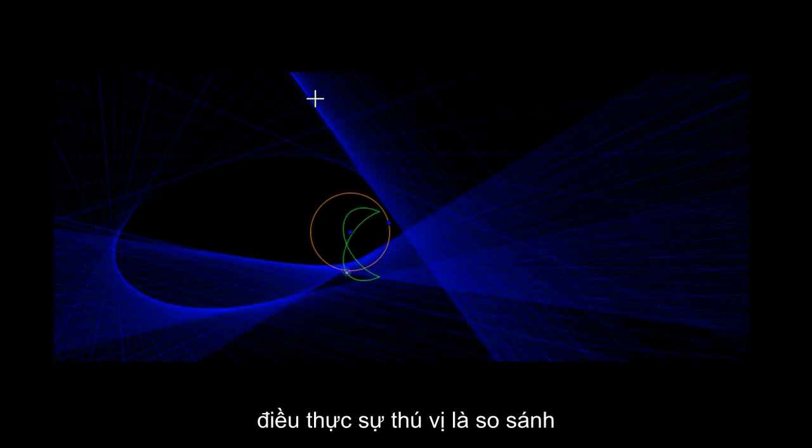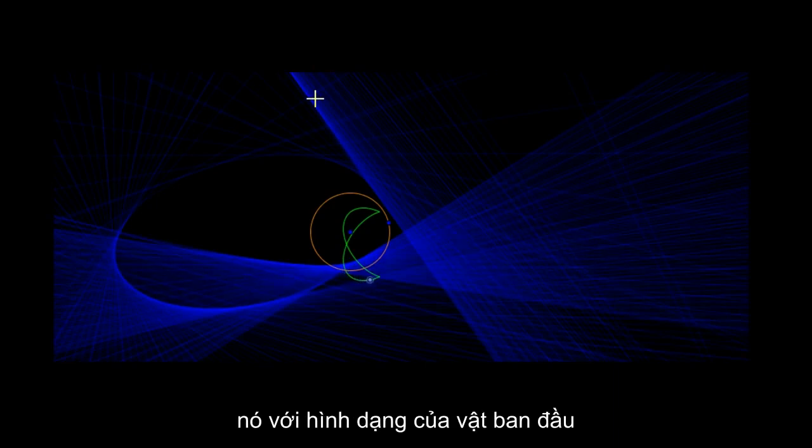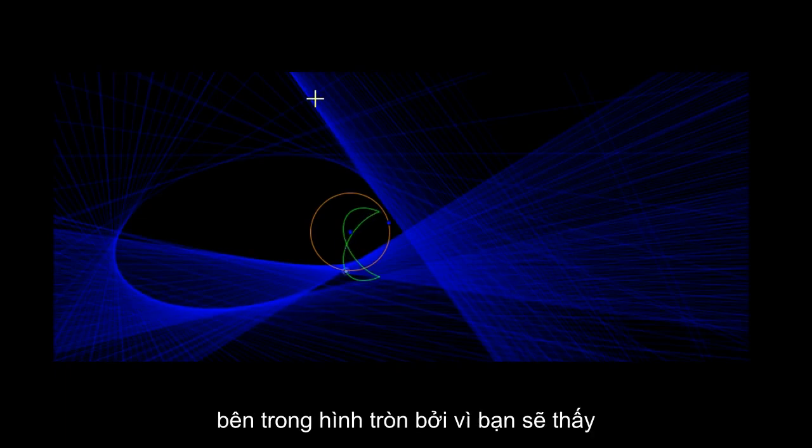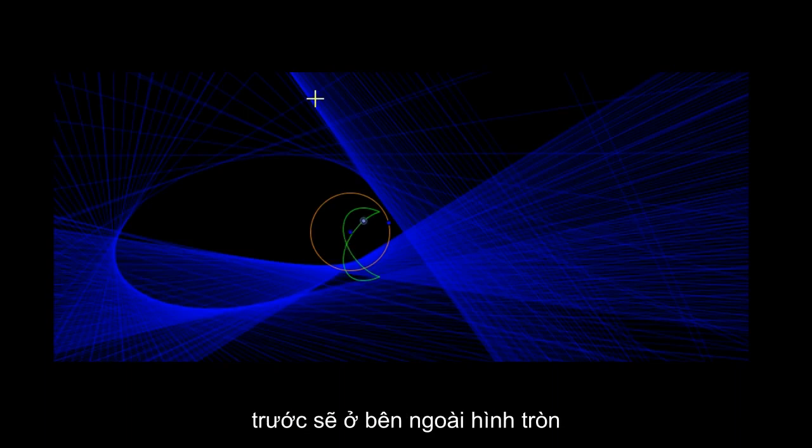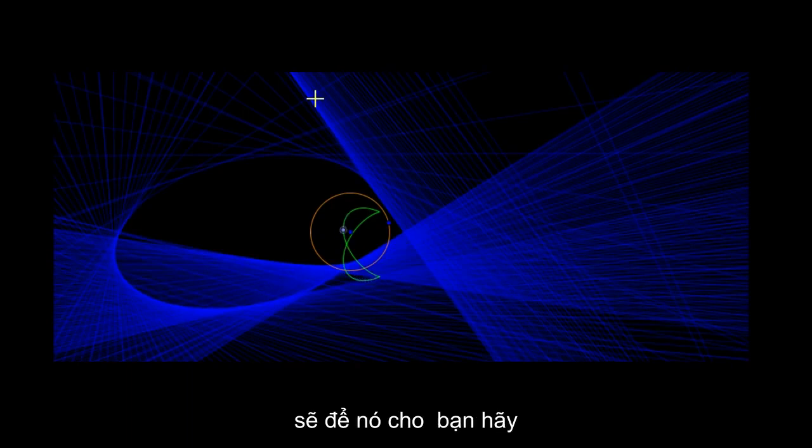And what's really interesting is to compare it with the shape of the initial thing inside the circle, because you'll find that there can be many kind of opposites. Something which was inside the circle before will be outside the circle afterwards, and so on and so forth. So I shall just leave it to you to have a look at these nice examples.